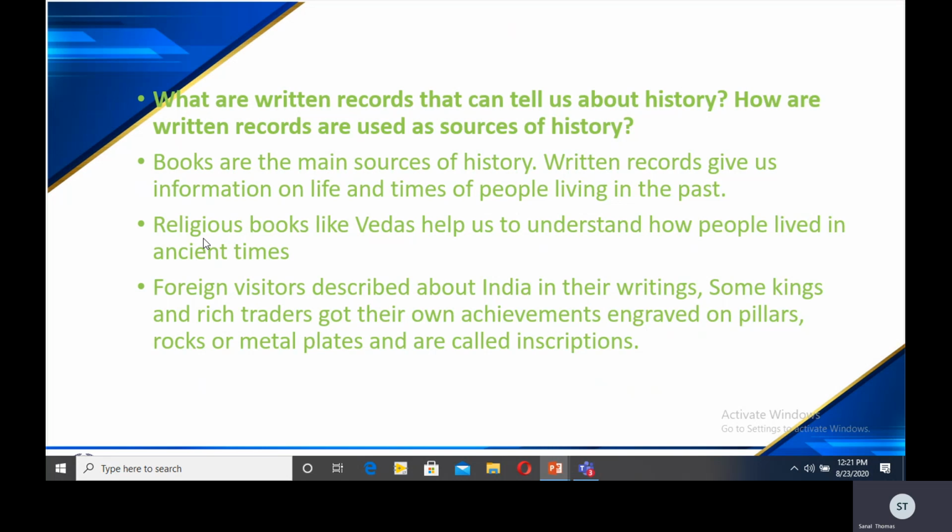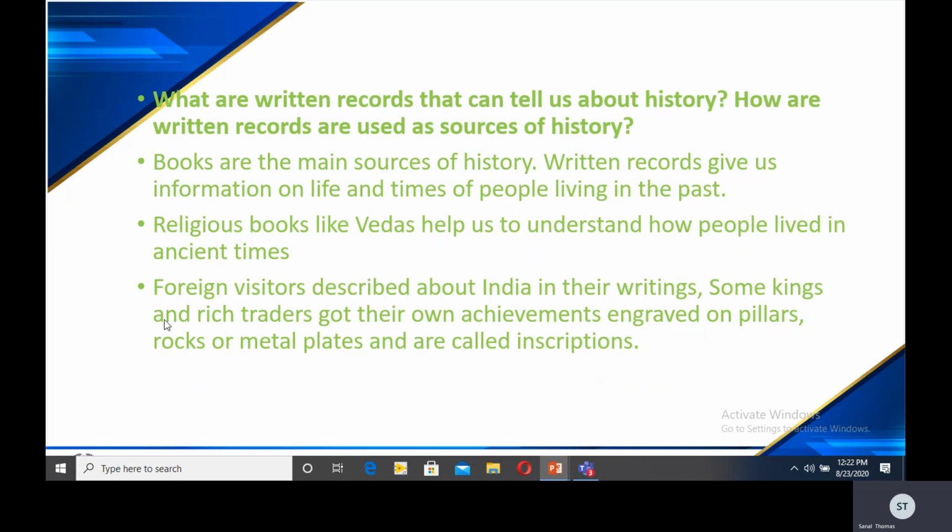There are some religious books like Vedas. They are helping us to understand how people lived in the ancient times. So that is also another written document, religious books. Also, some foreign visitors described India in their writings. Right. So that is also another written record for us to know about the past events. So that also can be considered as a source of history.